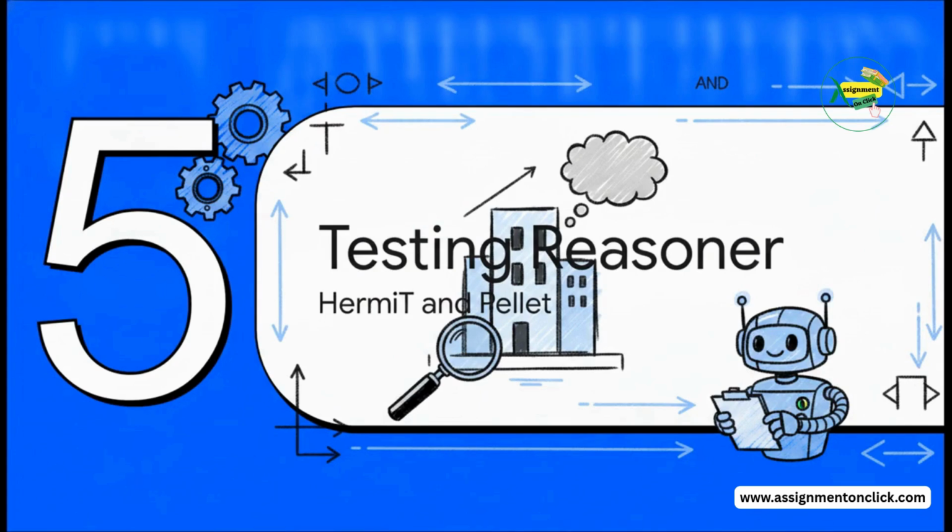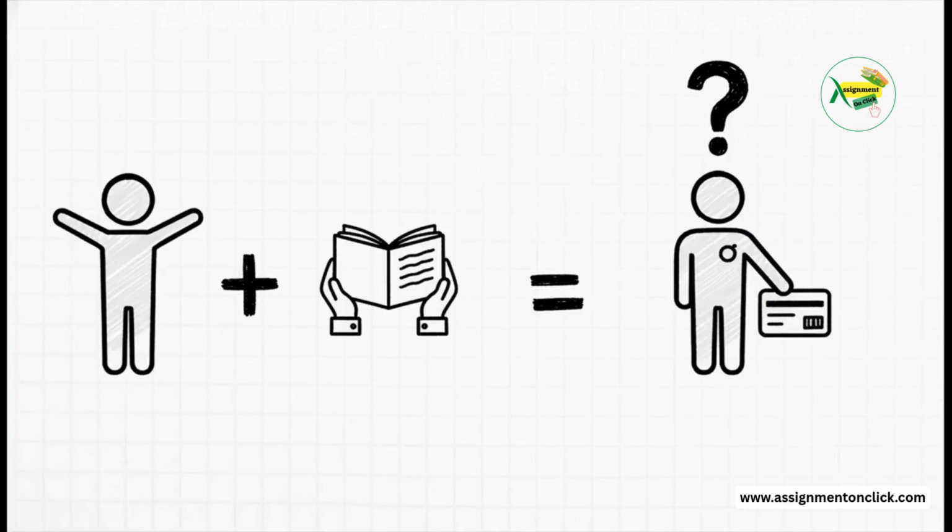Finally, part five. Testing with the reasoner. It's time to call in HermiT and Pellet. Before we run our final inspection, let's give the reasoner a little test. We can actually define logical conditions, called class restrictions. Let's say we create a brand new class called borrowing member. We tell the system that a borrowing member is simply any member who borrows at least one book.